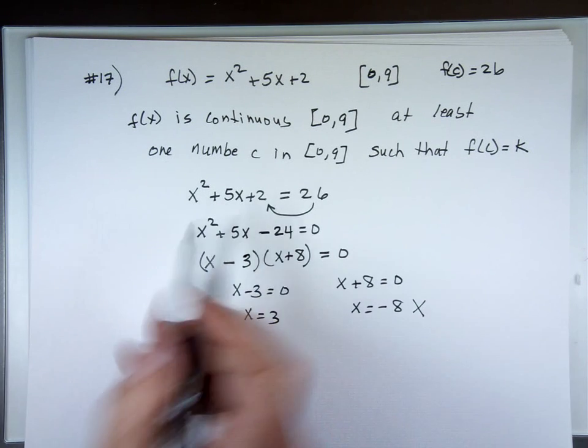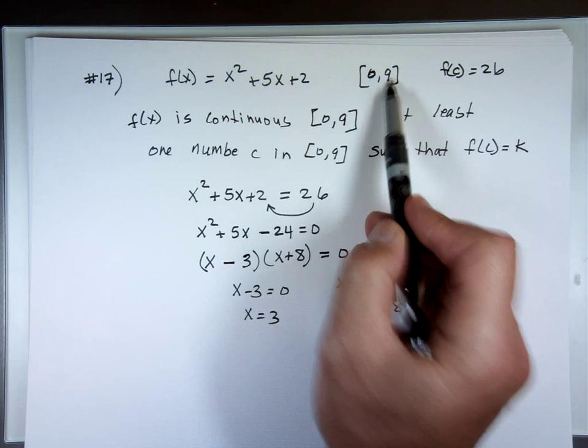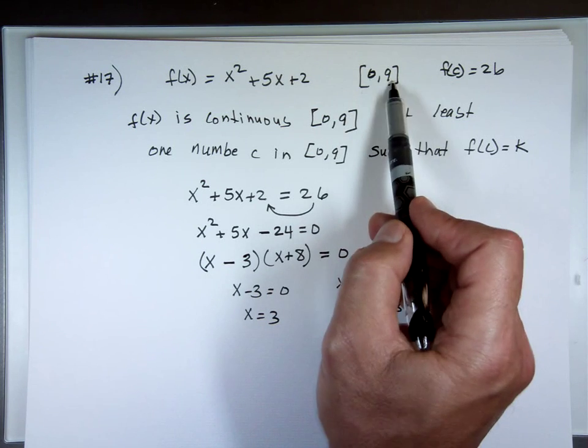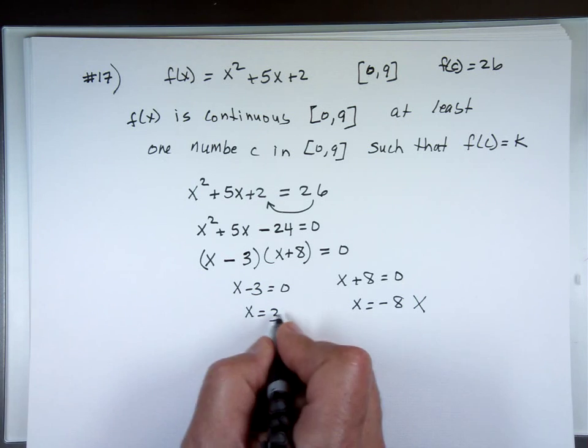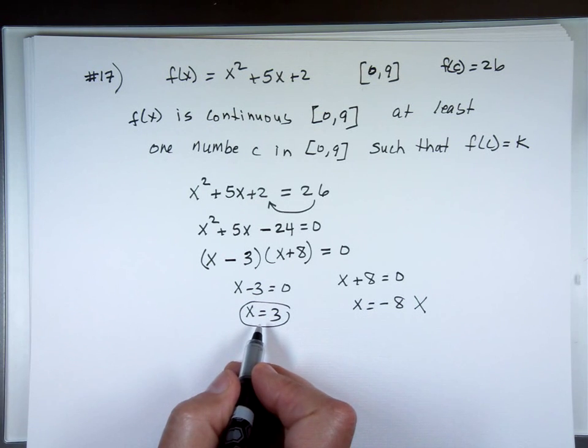It says there must be a number between 0 and 9 where the value of the function will equal, in this case, 26. So the answer is yes, there is a value between 0 and 9, which is the 3, where f of c equals 26.